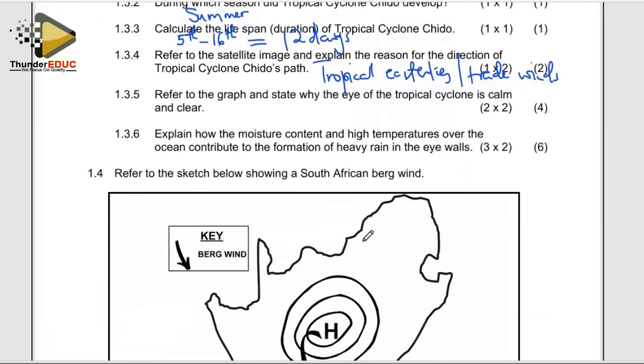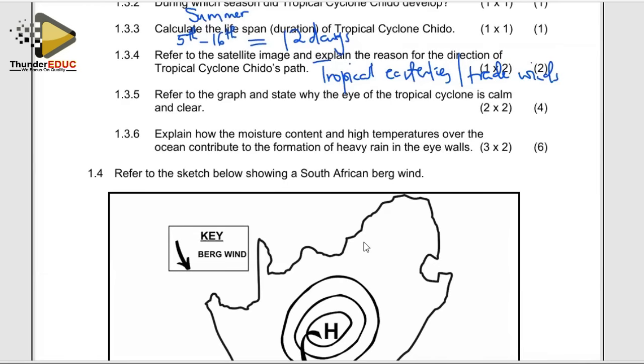Then the next question says, explain how the moisture content and high temperatures over the ocean contribute to the formation of heavy rain in the eye walls. It talks about why moisture content is actually high, and how high temperatures over the ocean contribute to the formation of such.